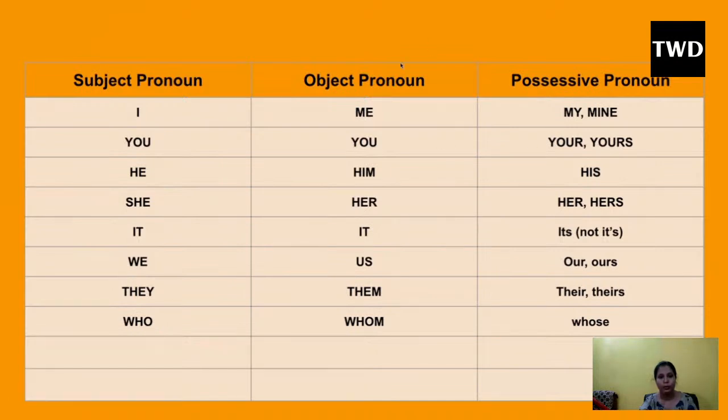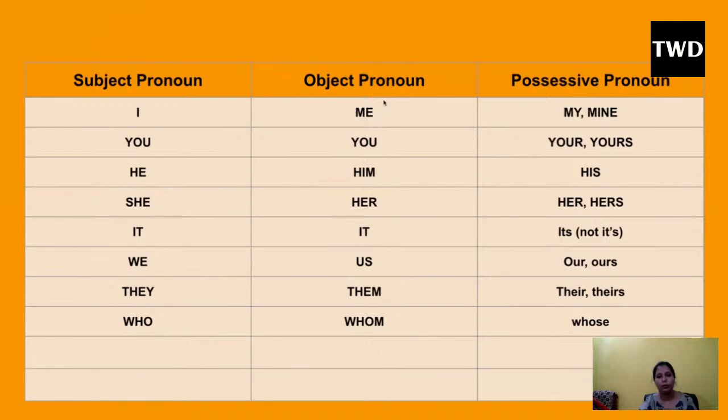Object pronouns. Some pronouns are common to both subject and object: you can be used as both subject and object, and so can it. Now, me: we cannot start any sentence with me. "Me is a girl" is wrong, right? We cannot start any sentence with me, and we cannot start any sentence with him.